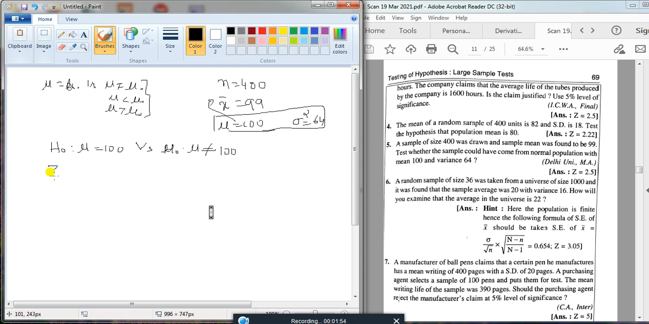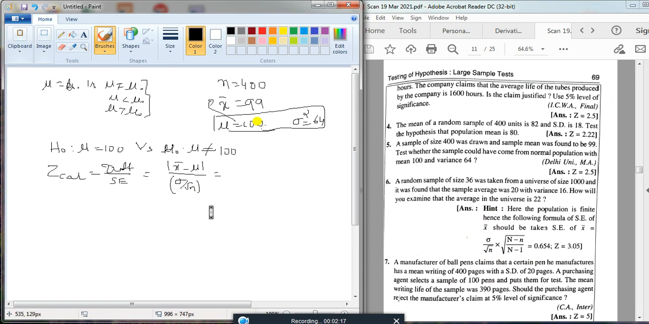Then we need to calculate Z calculated. Its formula is equal to difference upon standard error. Now what is the difference? Difference is x bar minus mu or mu minus x bar, the modulus difference, and standard error is what? Sigma upon square root of n. So we need to calculate two values, one numerator, one denominator.